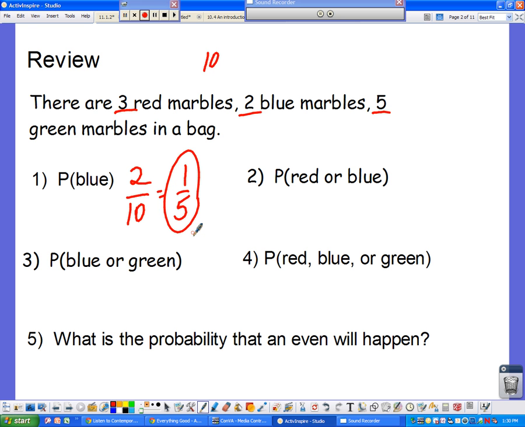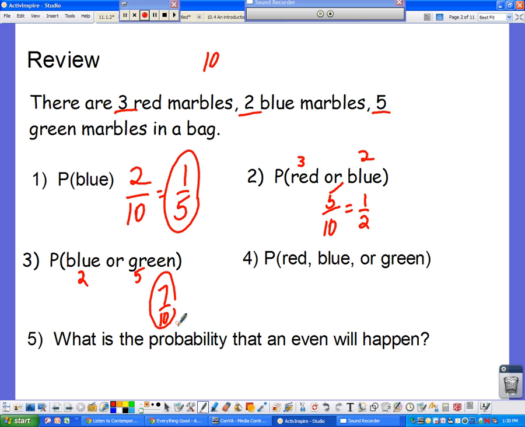Number 2, the probability that we have a red marble or a blue marble. So there's that word "or" again that we need to add. So our red marbles are 3. Our blue marbles are 2. So we add those up, we get 5 out of 10, which reduces to 1/2. Number 3, there's that word "or" again. So the probability of getting a blue marble is 2. Probability of getting a green marble is 5. Add them up, and we get 7/10.